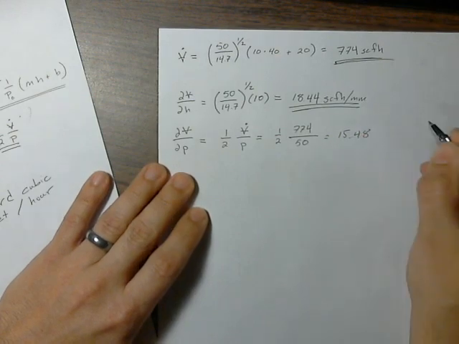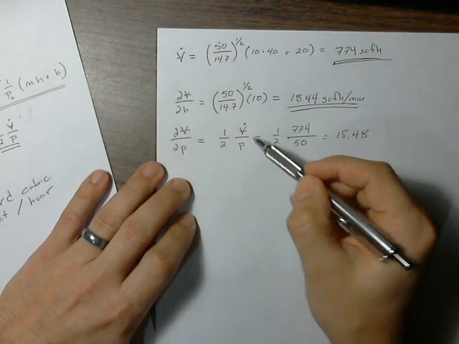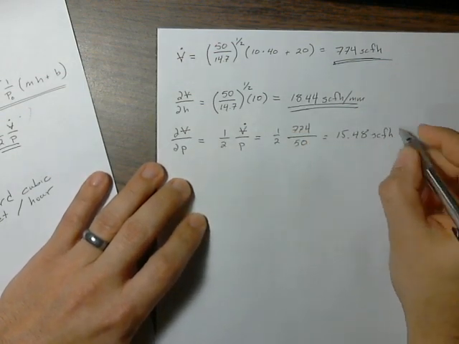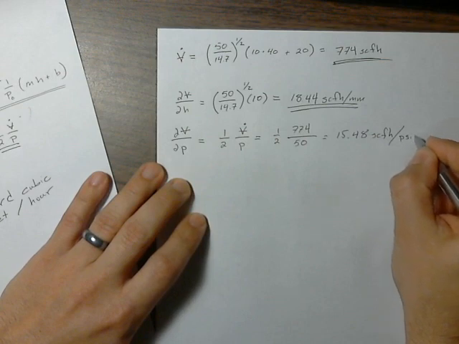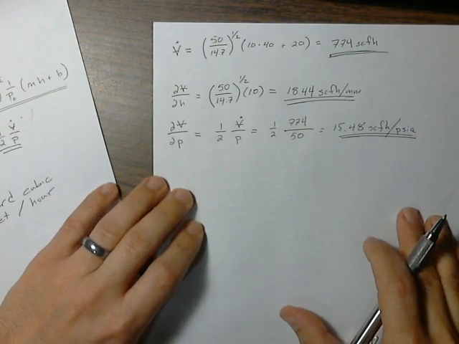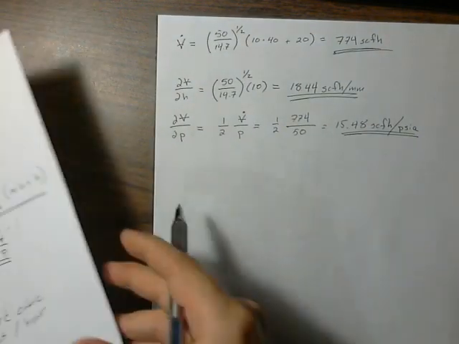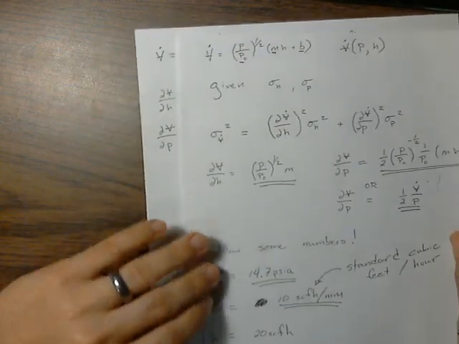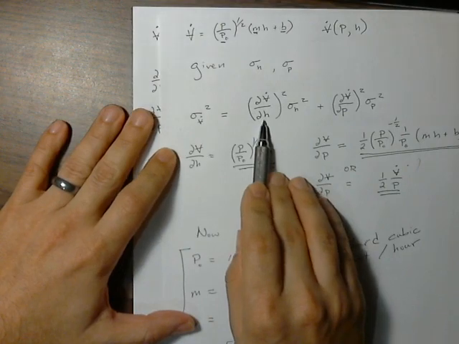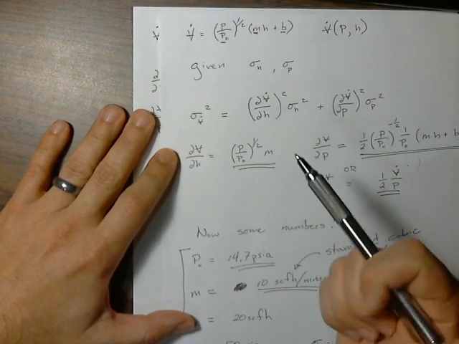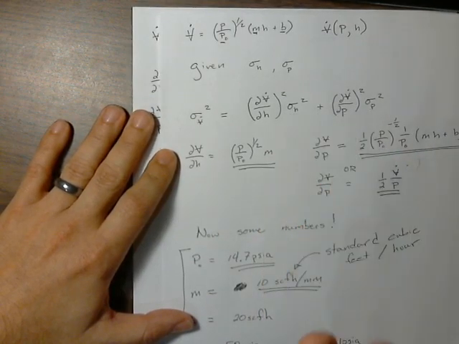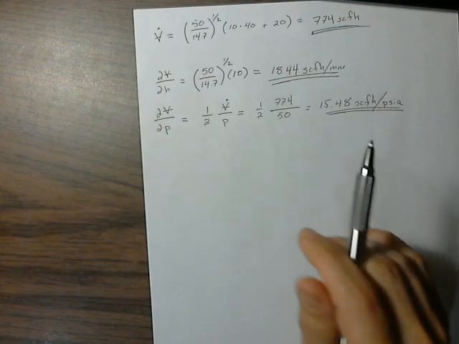15.48. Now what are the units on this one? Volume flow per pressure. Yep, SCFH per PSIA. There we go. I think we're ready to calculate variance. So we said to calculate the variance on flow rate, we need the partial derivative with respect to H. Got it. Partial derivative with respect to P. Got it. And our individual variances. Got it. We're good to go. Here we go.